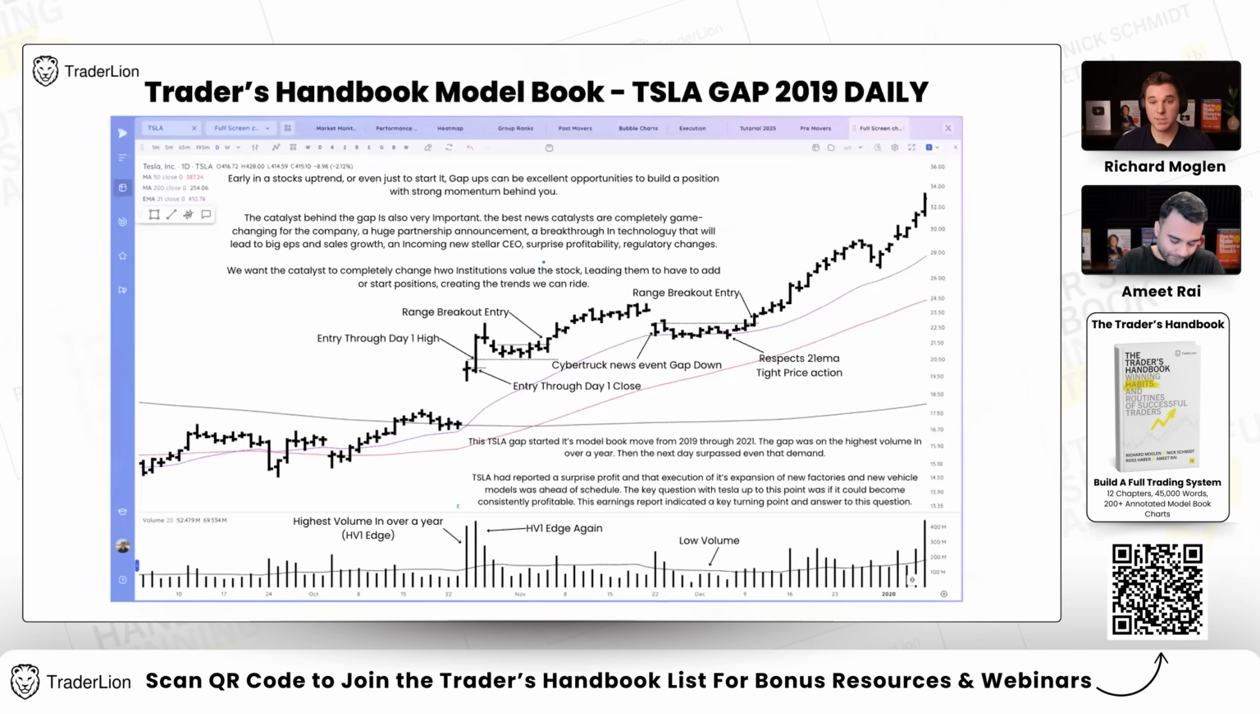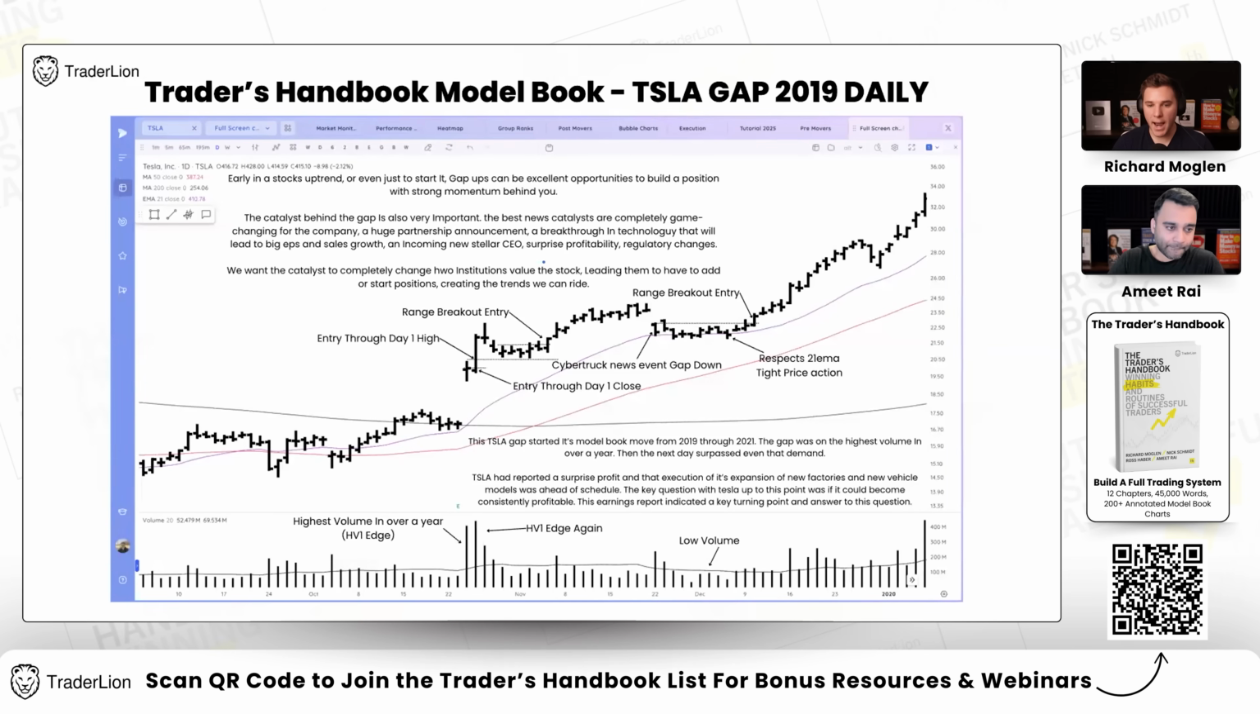Here's a good example, and this is actually a sneak preview of the model book chapter of the Trader's Handbook, where I mentioned we include examples of these moves. This is Tesla back in 2019 before its climax run, and this is the catalyst down here that I talk about. This Tesla gap started its model book move from 2019 through 2021.